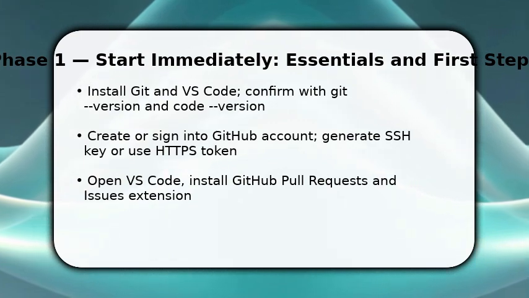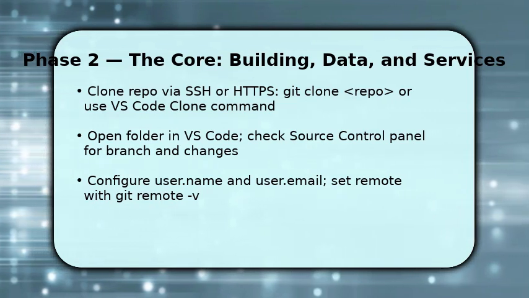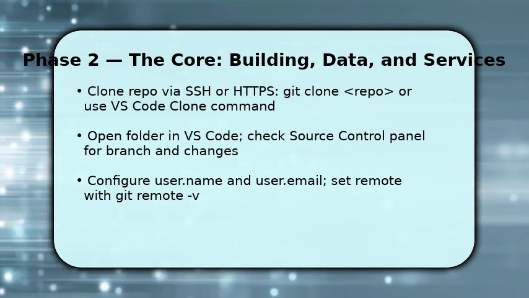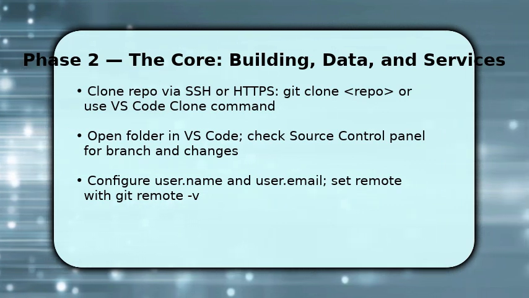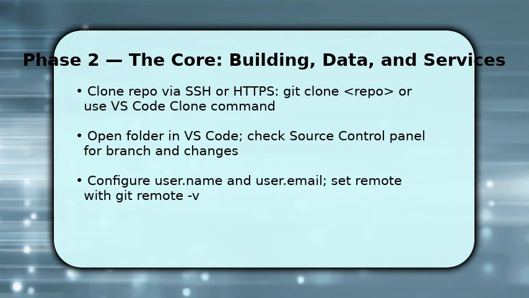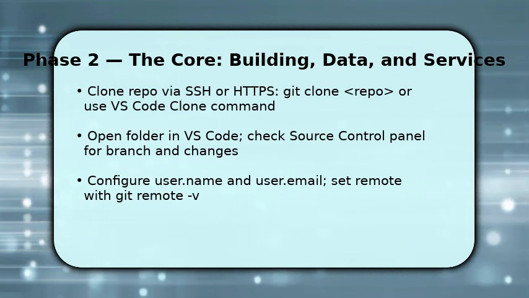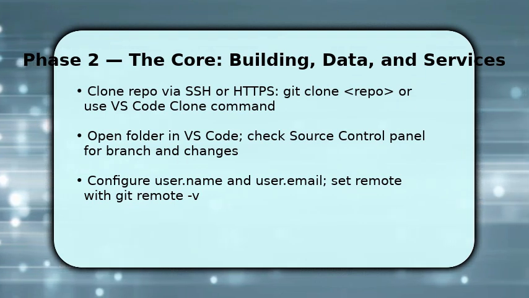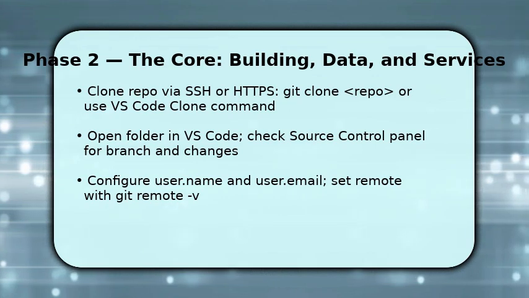Now you will connect a repository and handle the detailed middle steps. Clone your repository using SSH or HTTPS, or use VS Code's clone command. This brings code locally. Open the folder in VS Code and inspect the source control panel. You will see branches, staged files, and incoming changes. Configure Git user.name and user.email if not set, and verify remotes with git remote -v. Make sure to create or switch to a feature branch before editing, so your workflow stays organized and safe.